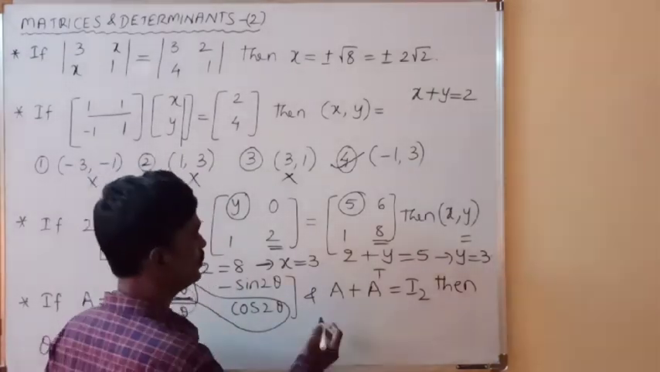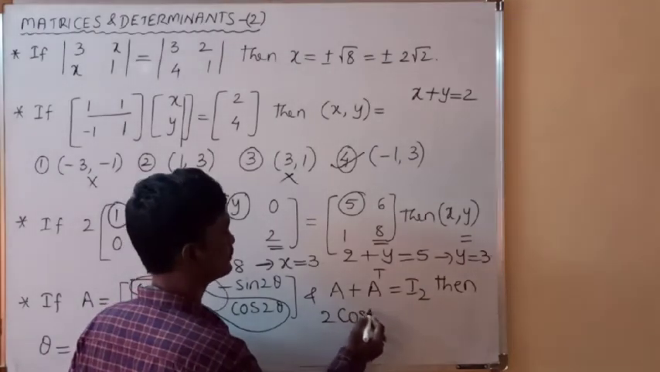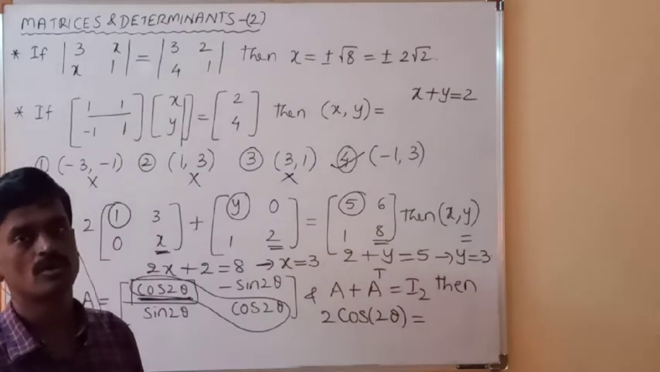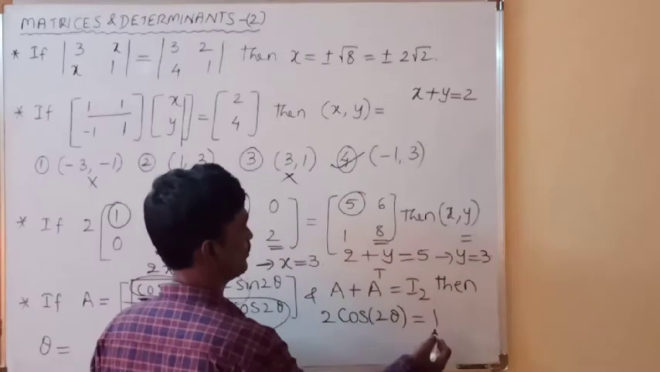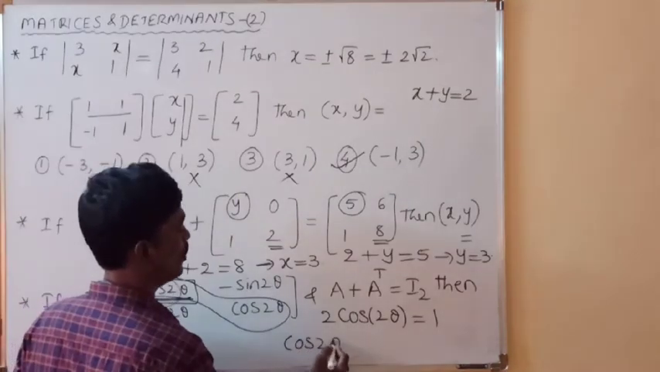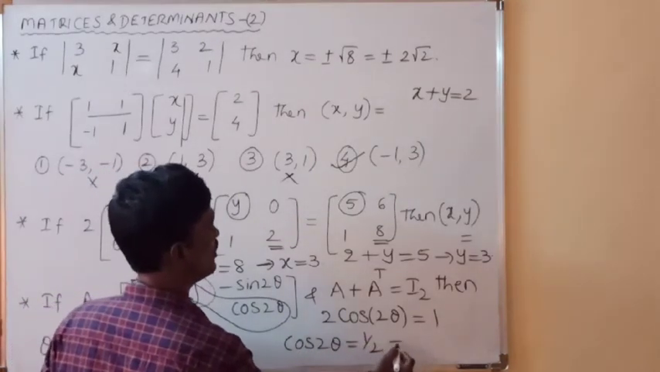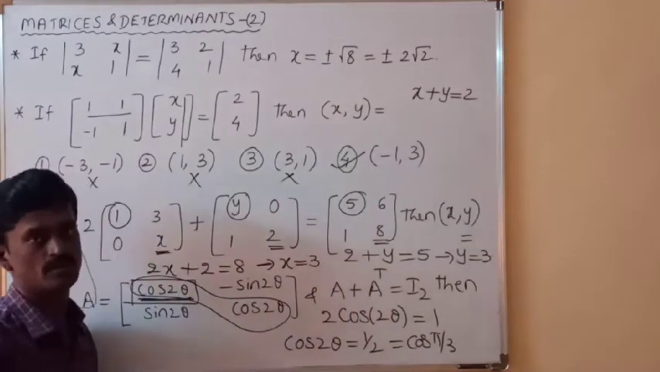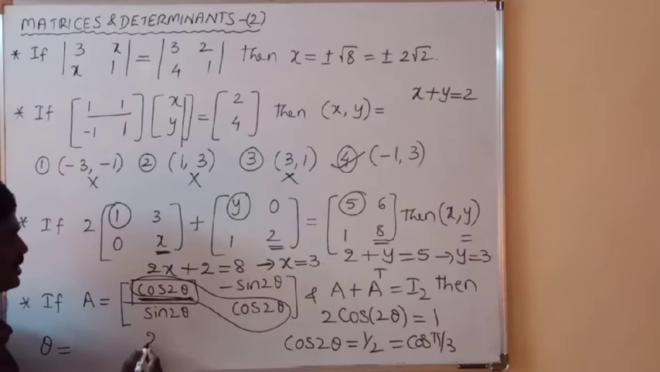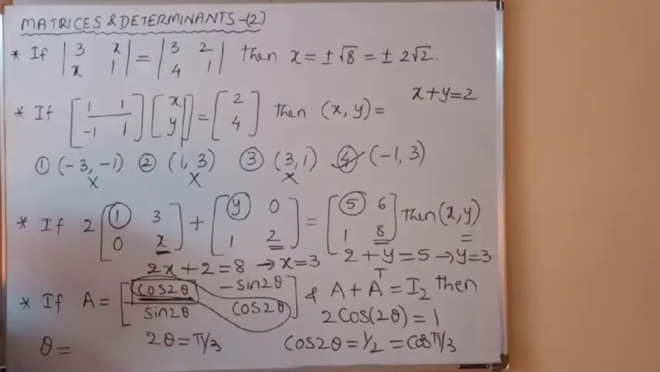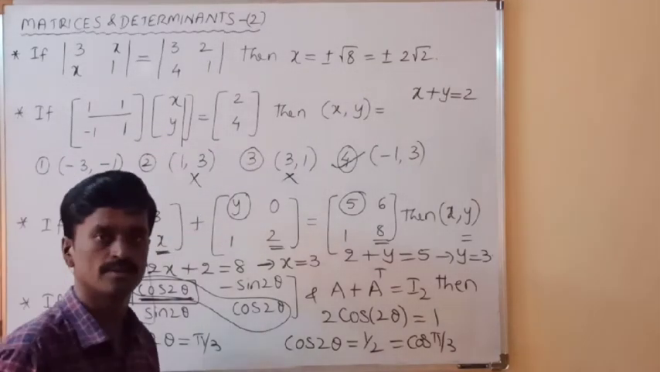What will you get? 2 cos 2 theta equals, in I2, what is the first row, first column element? 1. So 2 cos 2 theta is 1, which means the cos 2 theta value is 1 by 2. 1 by 2 can also be written as cos pi by 3. Cos 60 degrees is 1 by 2 only, right? So the 2 theta value is pi by 3. Thus the theta value is pi by 6, so the answer is pi by 6.